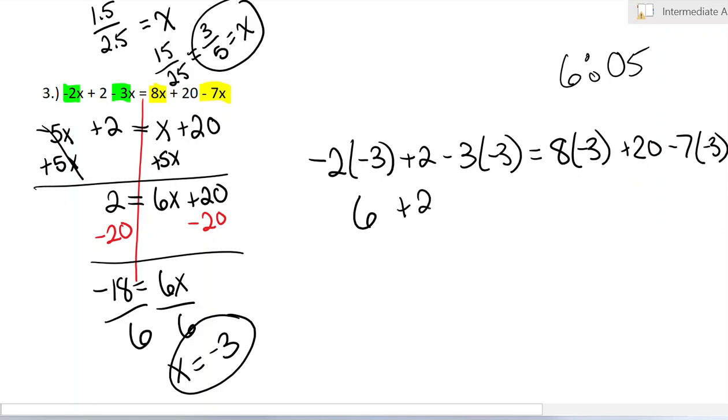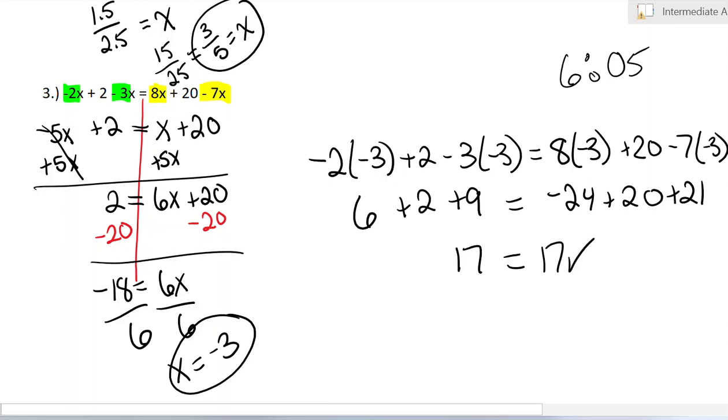So 6 plus 2 plus 9, that's 8 plus 9, which is 17. Negative 24 plus 20 plus 21: negative 24 plus 20 is negative 4, plus 21, that is 17. So that checks out.